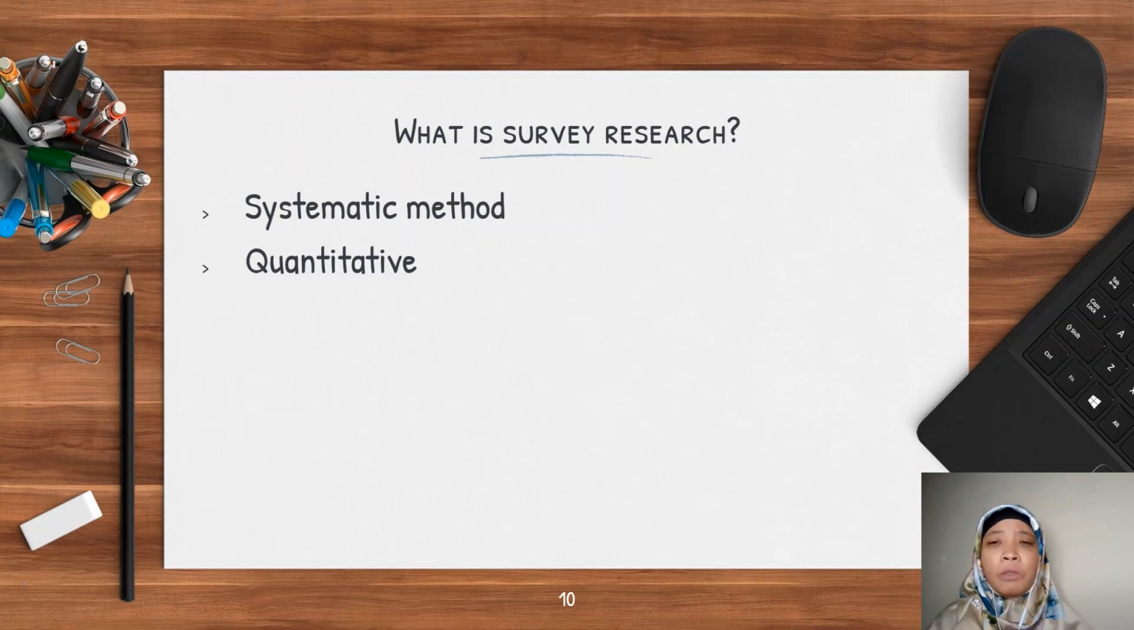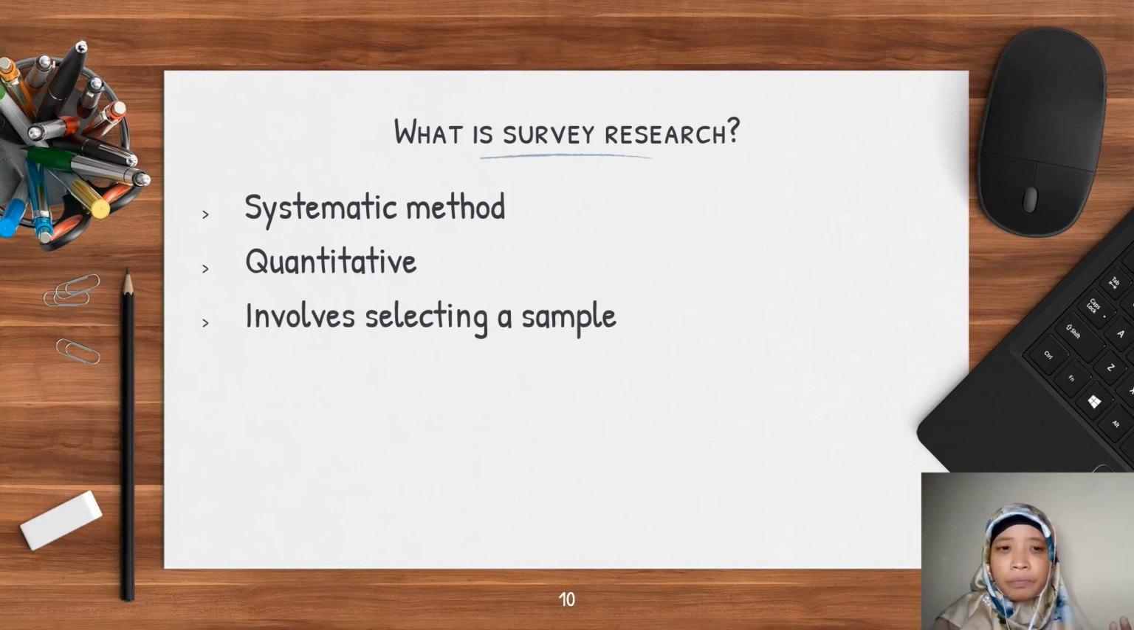But typically, we will have a specific or a set of predetermined questions. And even in our options, like agree to disagree, we will quantify it, right? So, for example, agree, we will code it into 4, and then disagree, code it into 1 or something like that. It involves selecting a sample.